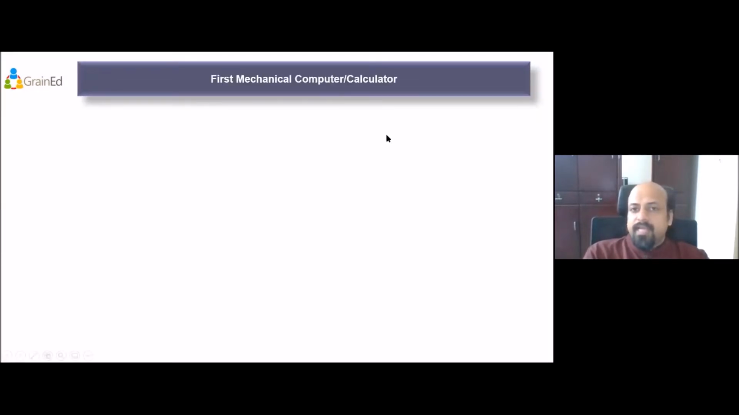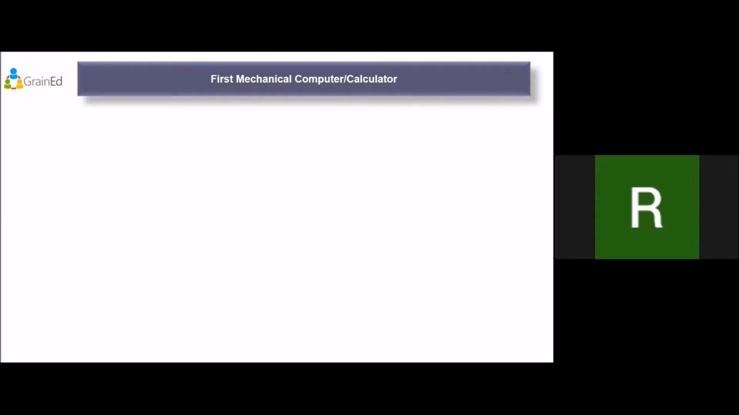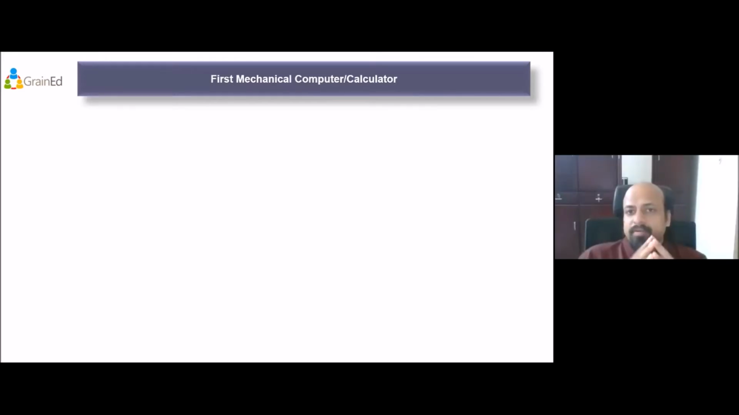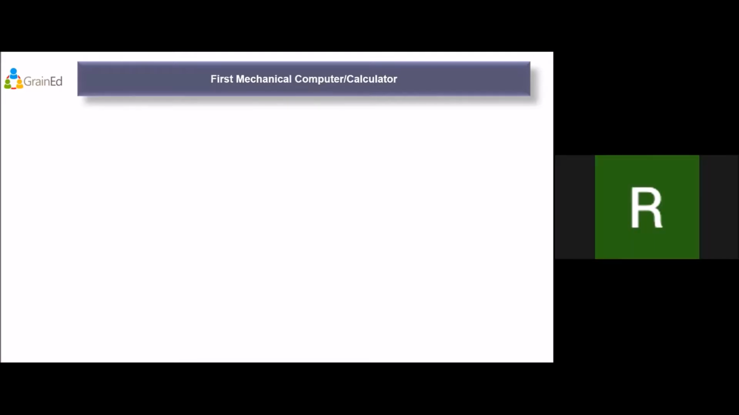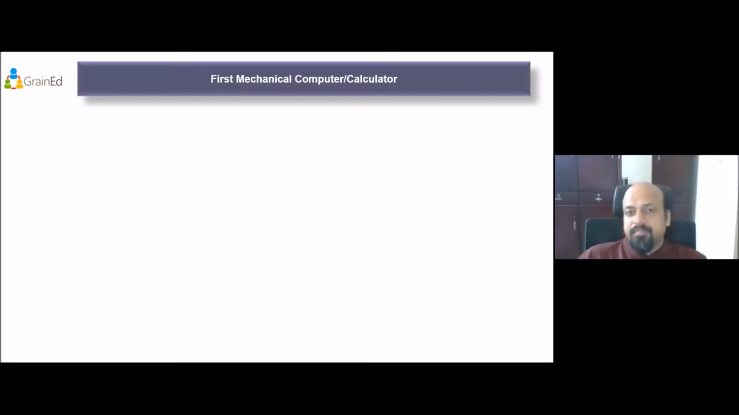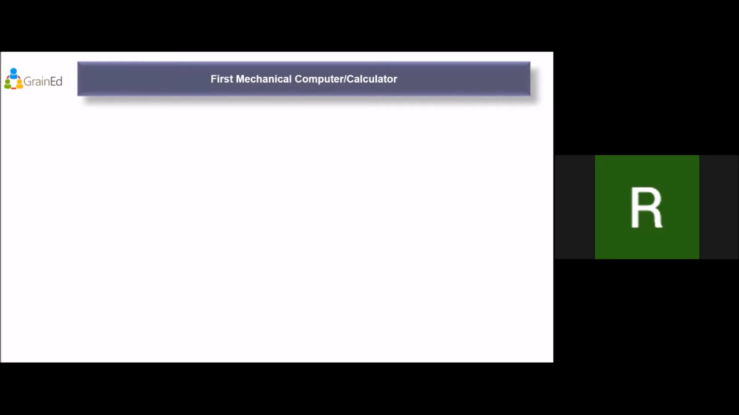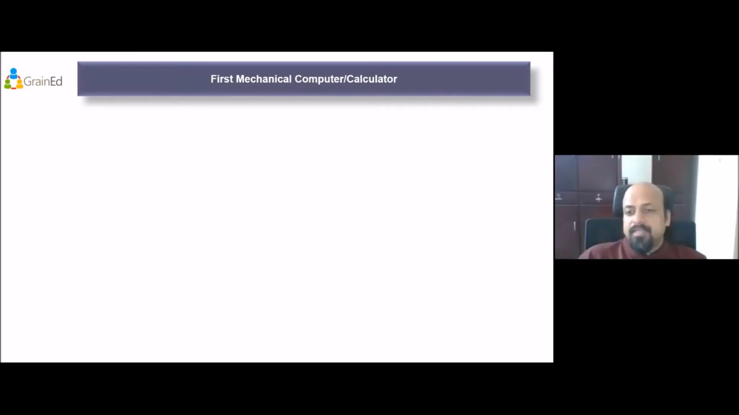What is the first mechanical computer or calculator? Someone can tell me. Vinayak or Riddhesh, can you repeat? What is the first mechanical computer or calculator? If you can, what would be the first from your memory? Where it started? Sir, a machine that calculates. Your calculator or what? The calculator. You remember your calculator. Any other answers?